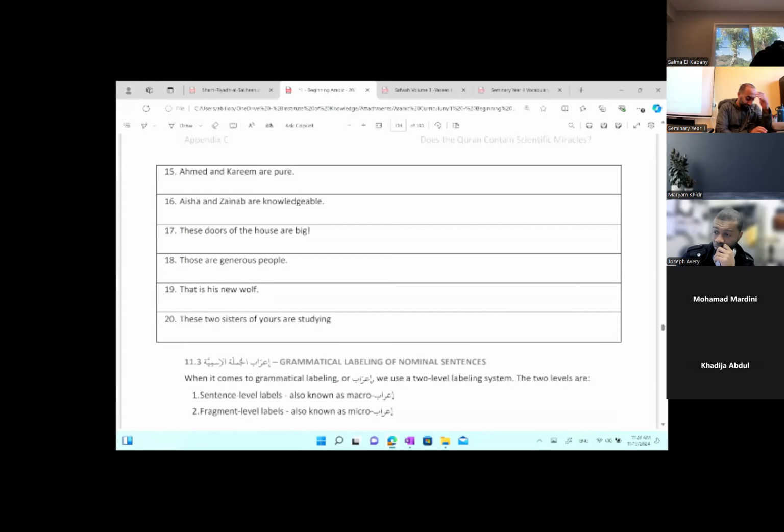Rama, what about 16? That's two people. I wouldn't use a plural for two people. I would use عائشة وزينب عالمتان. Which one did we take? We didn't take alimun. Alimun technically wasn't a vocab word. I've used it before in one of the charts, but I haven't used alimun, right?